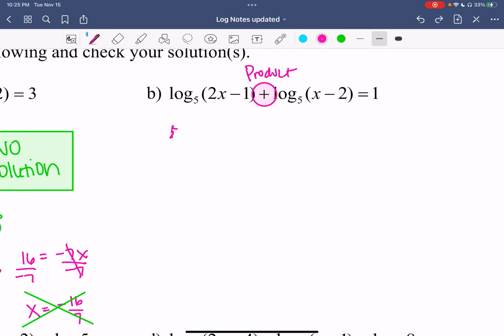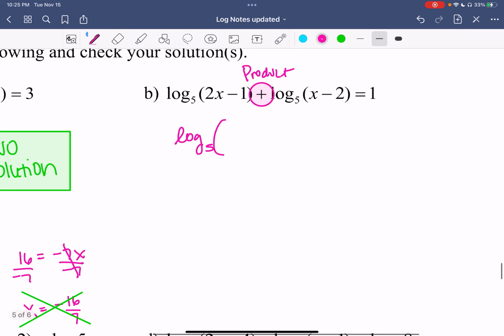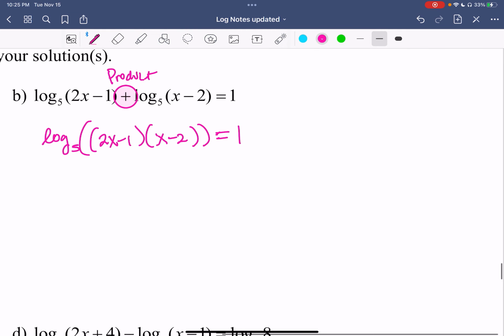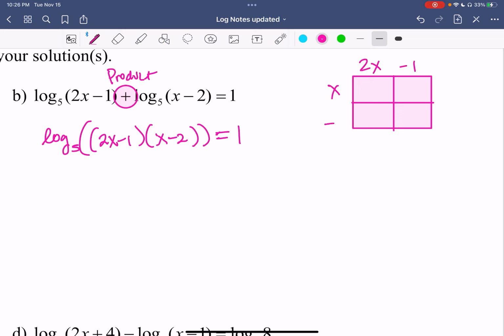Now I think there's something wrong with my Apple Pen. I'm going to multiply the arguments and put them in parentheses because we have two binomials here. So we have log base 5 of 2x minus 1 times x minus 2. To multiply two binomials, we're going to use the box method. You can do FOIL if you prefer that. 2x times x is 2x squared. x times negative 1 is negative x. 2x times negative 2 is negative 4x. And negative 2 times negative 1 is positive 2.